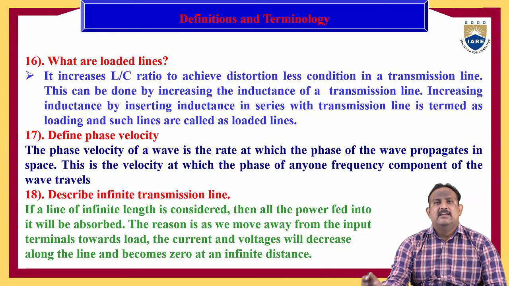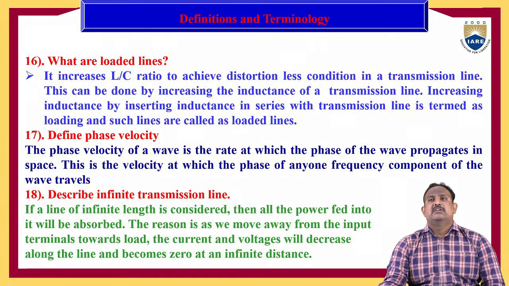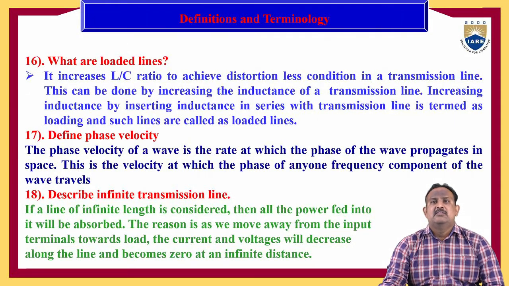What are loaded lines? To achieve the distortionless condition in a transmission line, the L by C ratio is increased. This can be done by increasing the inductance of the transmission line. Increasing the inductance by inserting an inductance in series with the transmission line is termed loading, and such lines are known as loaded lines.